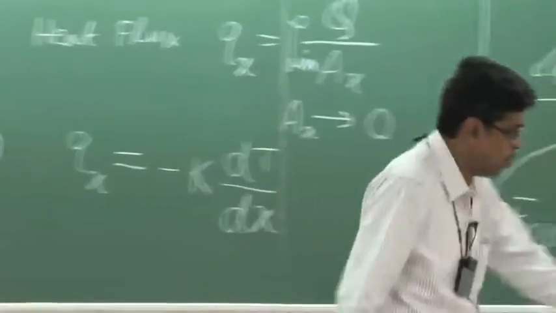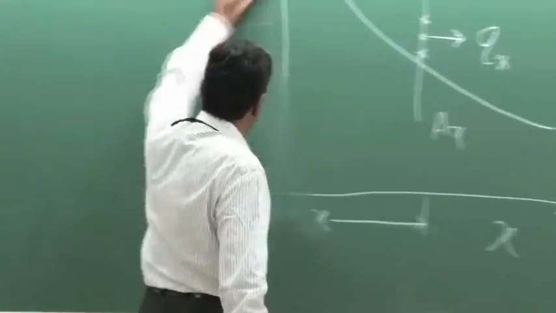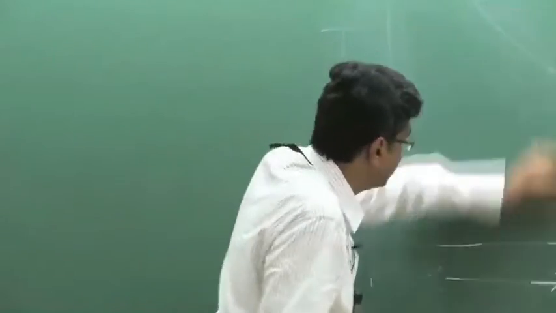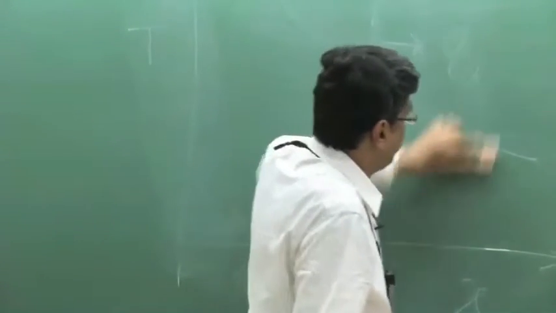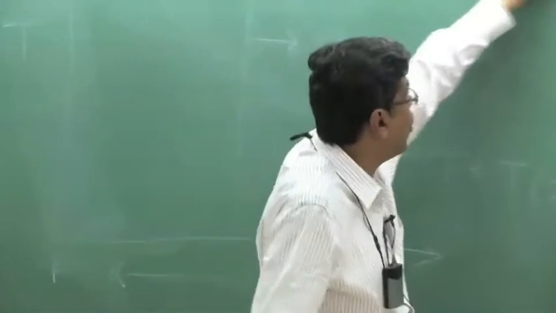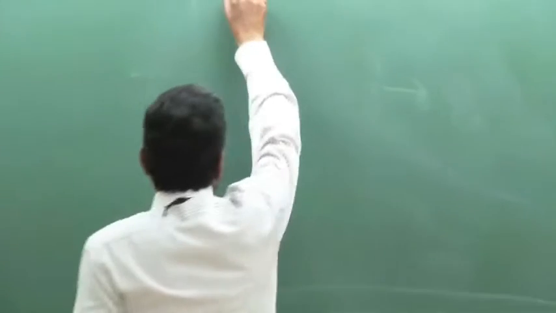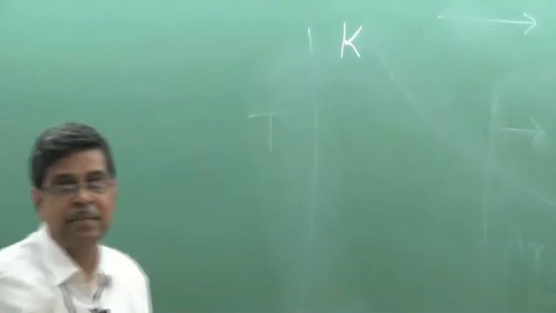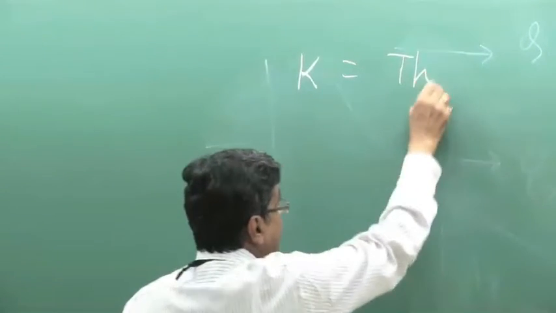Well, this is known as thermal conductivity. So K is thermal conductivity, and for an isotropic material, K is the same for all directions x, y, z. It is independent of the direction of the coordinate axis, as you know, and in that case K depends only on temperature.